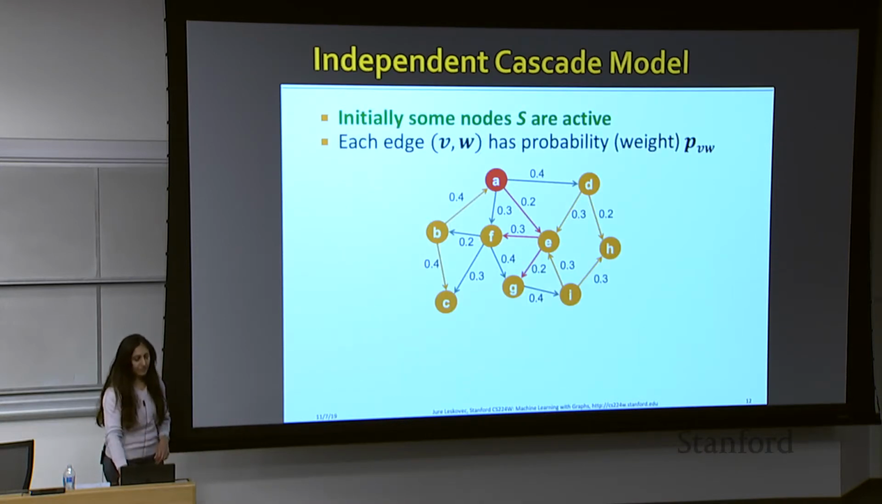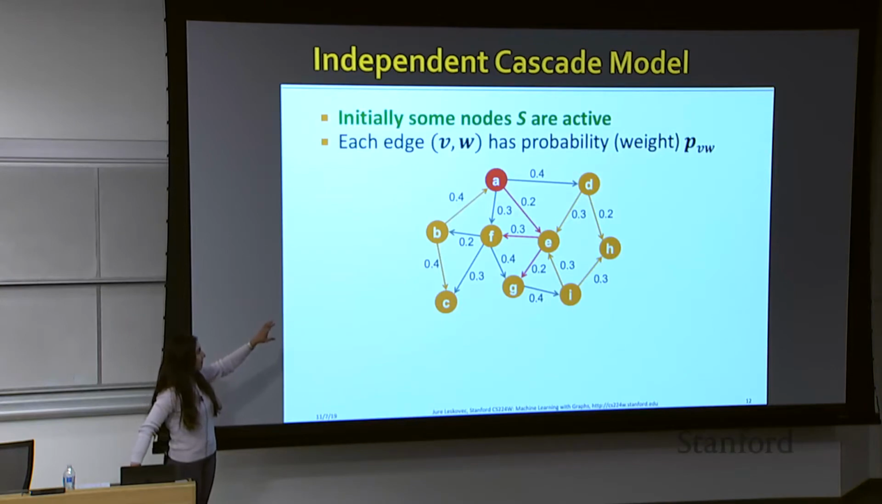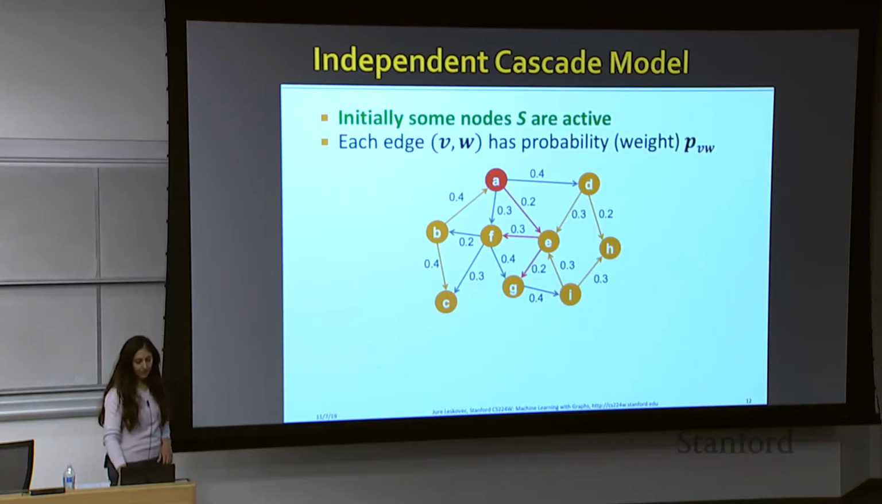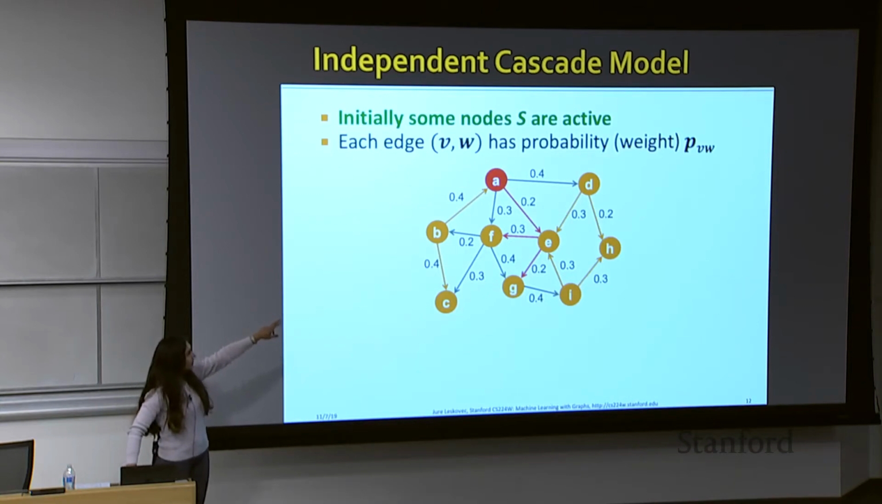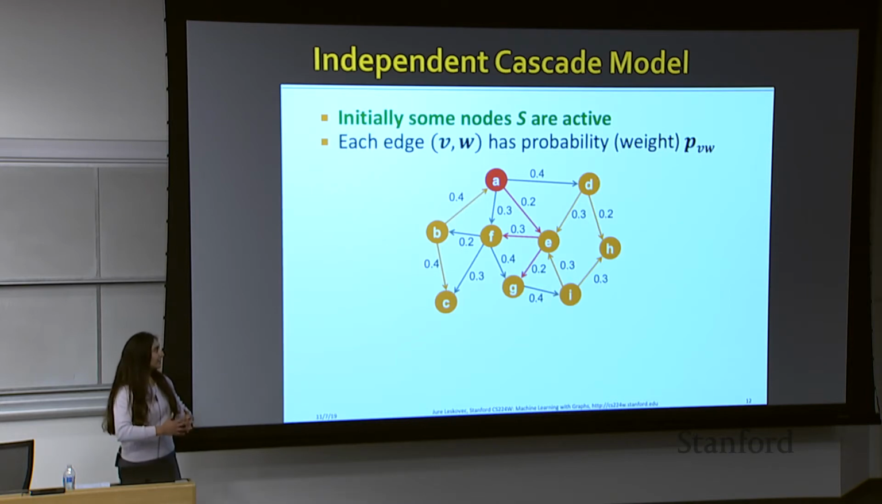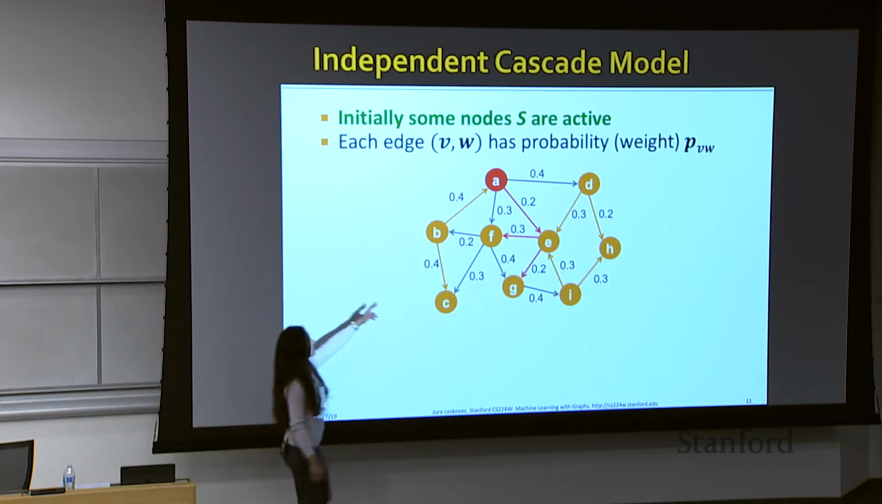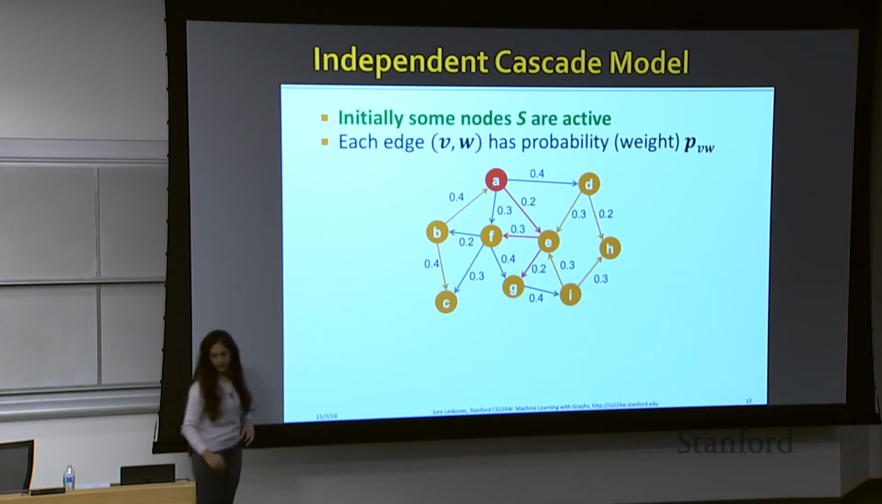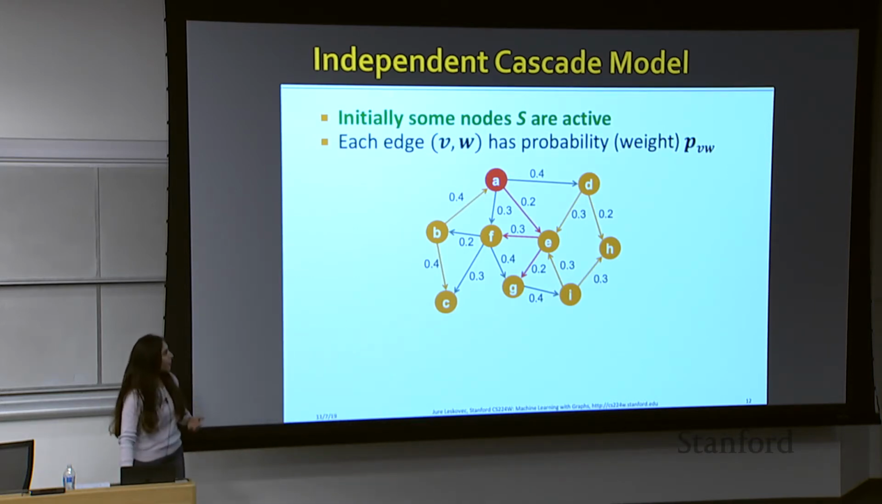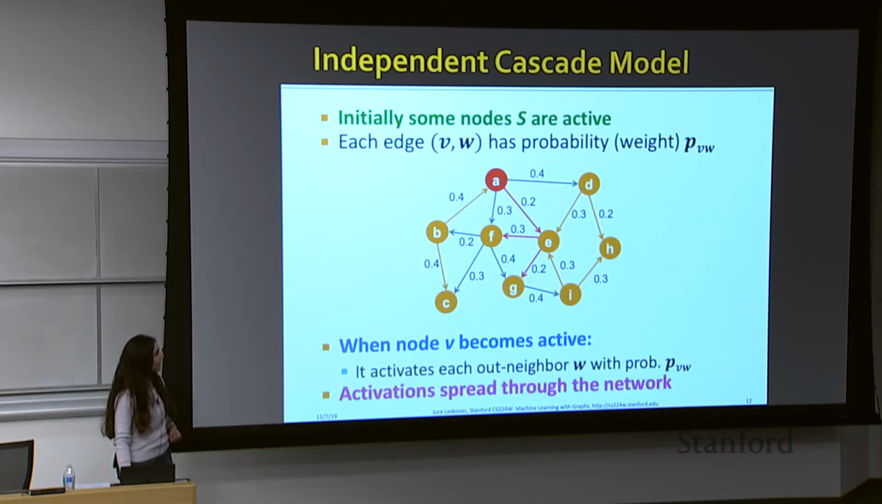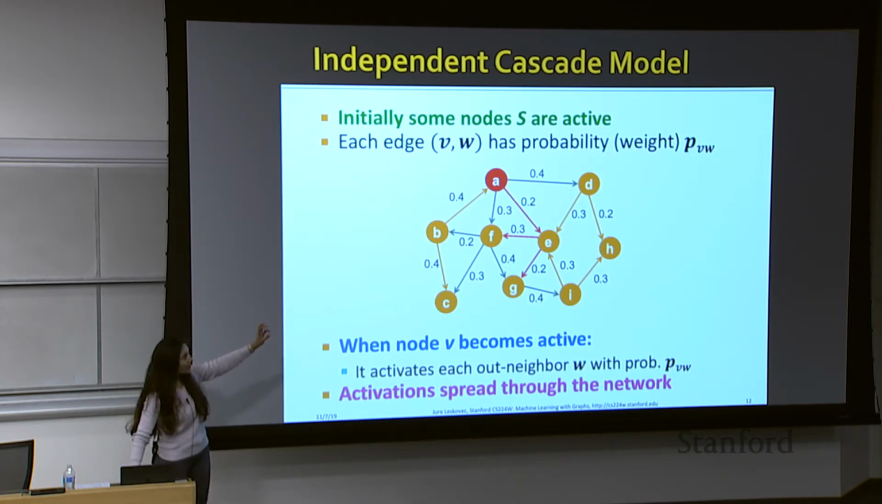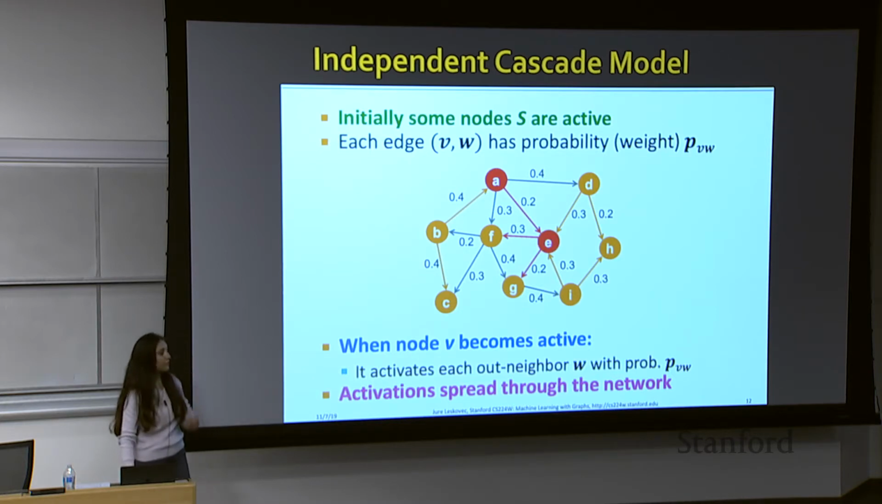So here is an example. In this graph, A is the active node that we have. Among its edges, it can try to activate any of its neighbors by these probabilities, and it only has one chance. So it flips coins, draws random numbers, and for example, it selects the edge between A and E, and A infects E. And now E becomes active.